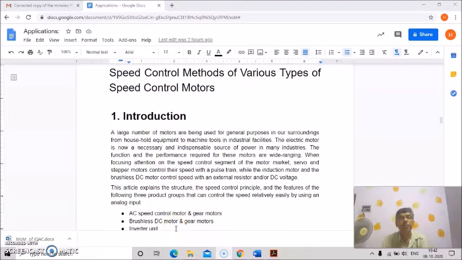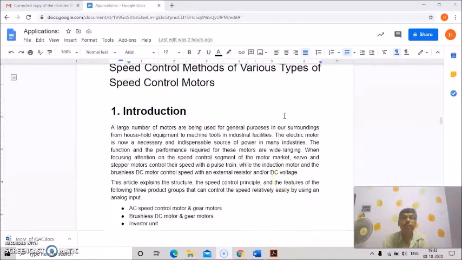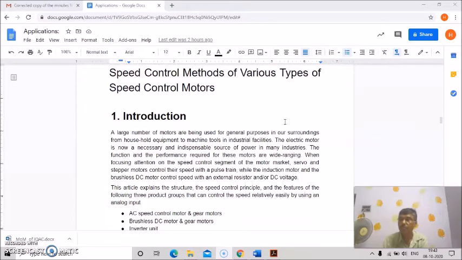Whenever we discuss the speed control methods of various types of motors, particularly DC and AC motors, we will cover this portion with a brief introduction before going directly to the speed control. We have already covered the speed control of DC motors.